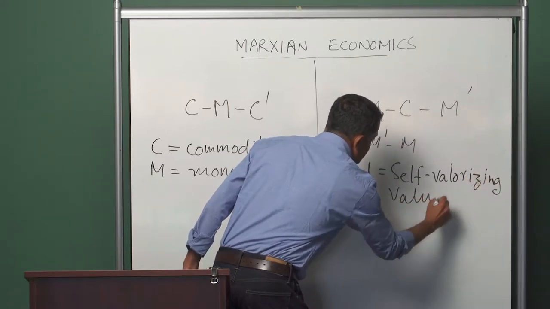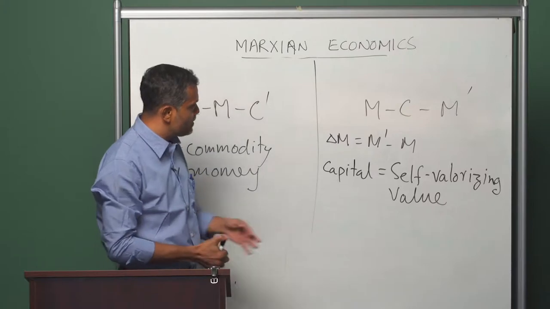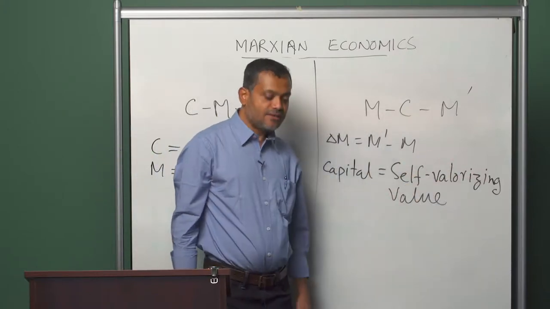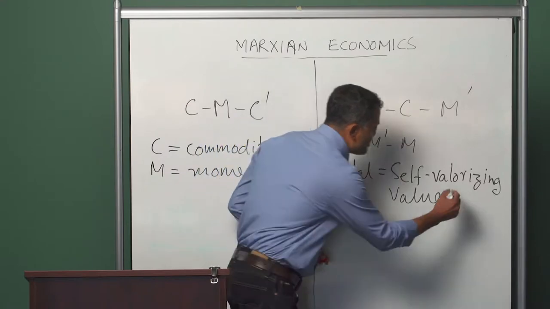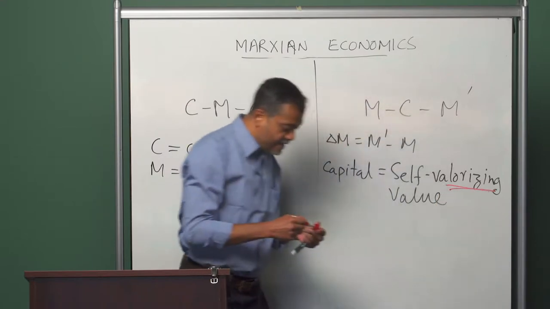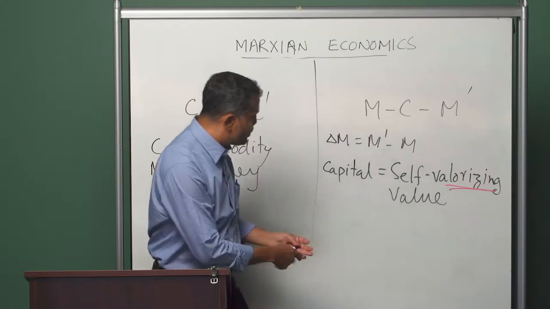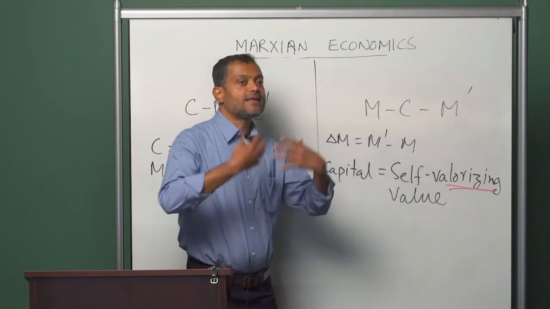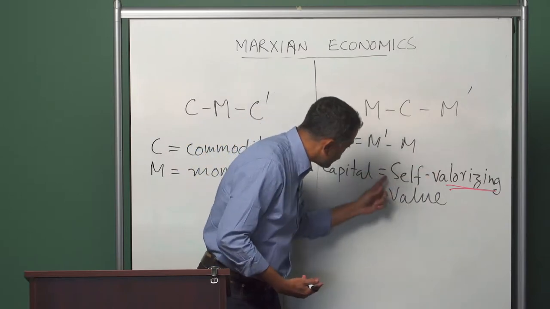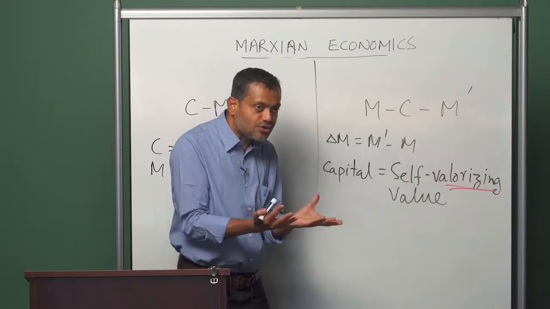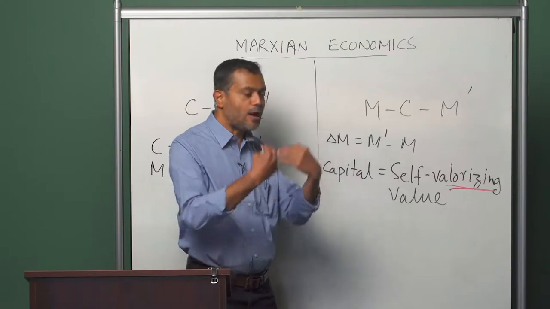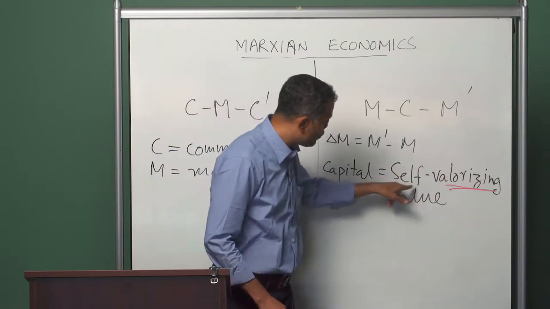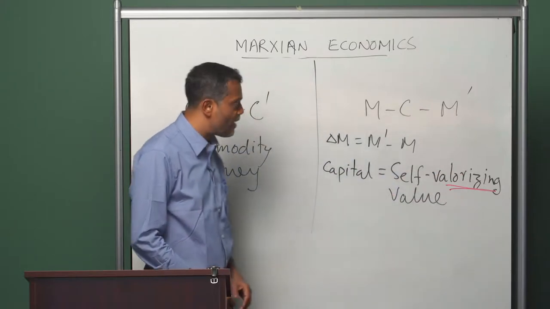What do I mean by this? There are a couple of things written here. Capital is self-valorizing value. The word valorizing means increasing. So capital is a process whereby value increases itself. So it increases itself through some process, and that process is driven by the logic of the process built into itself, and therefore it is self-valorizing value.